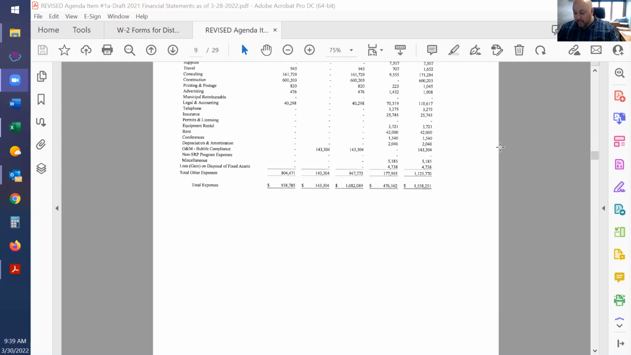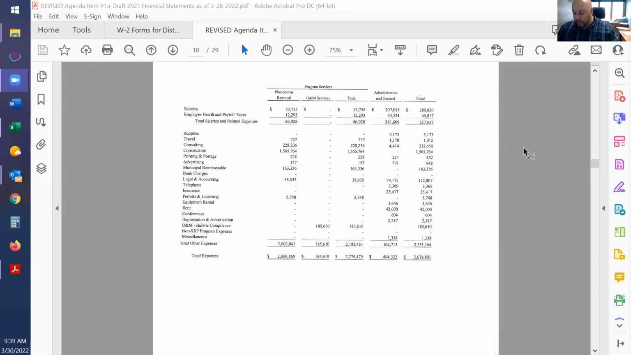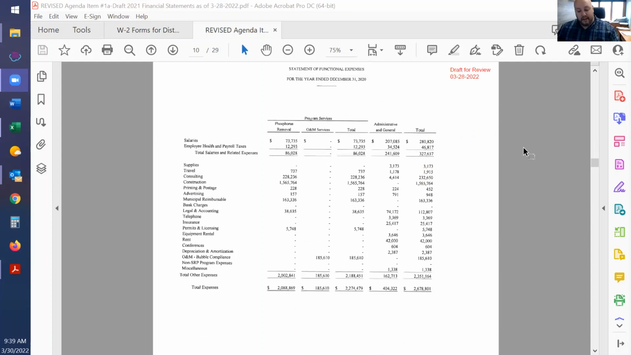Page 8 is the same information for 2020, sorry, as were reported for 2021. Again, because it's a comparative, the prior year's information is also presented here as well.